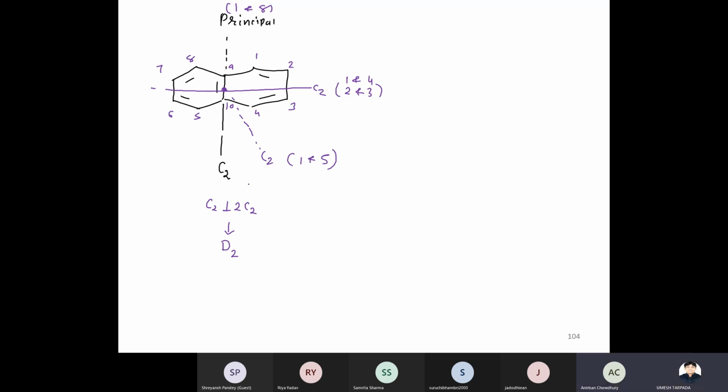Next you have to see sigma h. Sigma h is already there. See, this is a sigma h. That is the plane which is perpendicular to the principal axis. This is your sigma h. And therefore the point group becomes D2h.